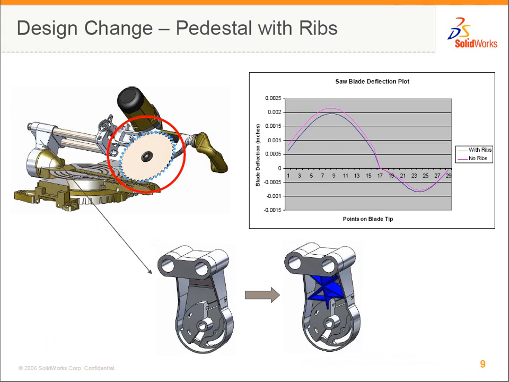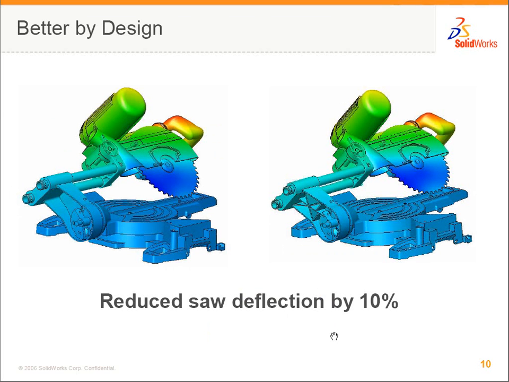We can easily add some stiffening ribs to the back of the pedestal and see its effect on the overall deflection. You can see from the graph that only a small change was needed to meet our design goals, and a simple rib pattern did the trick. We successfully reduced the saw's deflection by 10%, and we are confident that the saw will maintain its accuracy throughout its full range of motion.